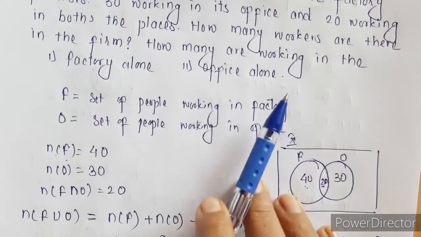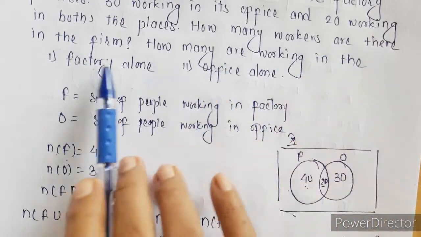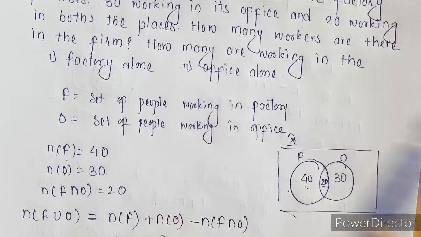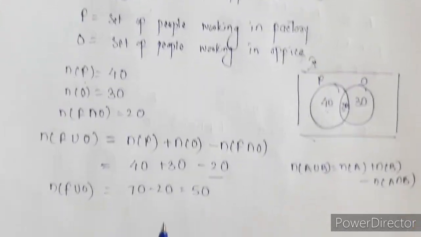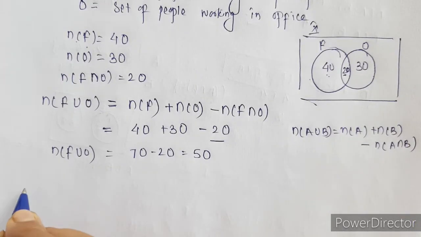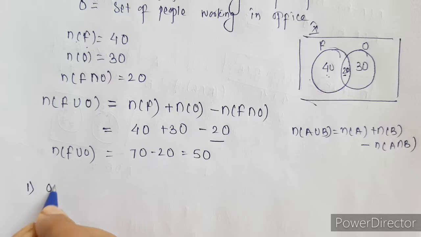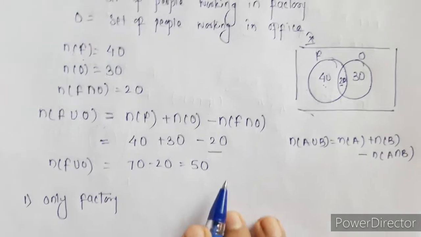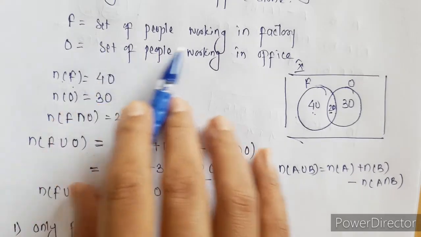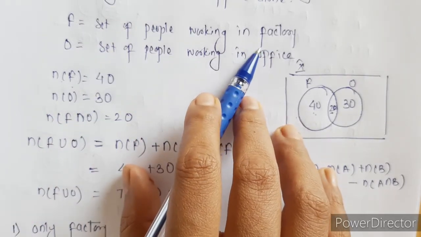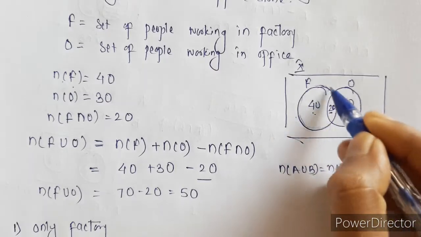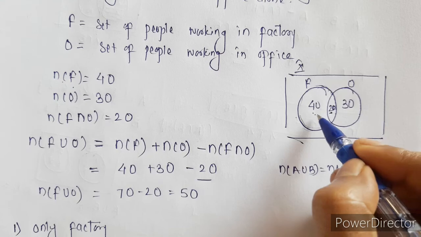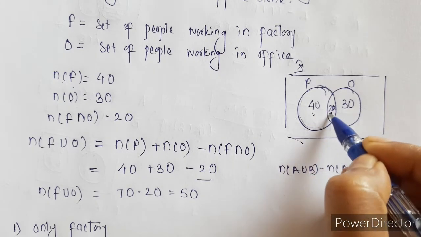Next question: how many are working in the factory alone and office alone? So how many people are working in only factory? Let me start with only factory. Now this set F, whatever we have taken, is the people who are working in factory, but not just only factory. Out of this complete set, there are 20 people who are working in office as well. So out of this 40 people, there are 20 people who are working in both.